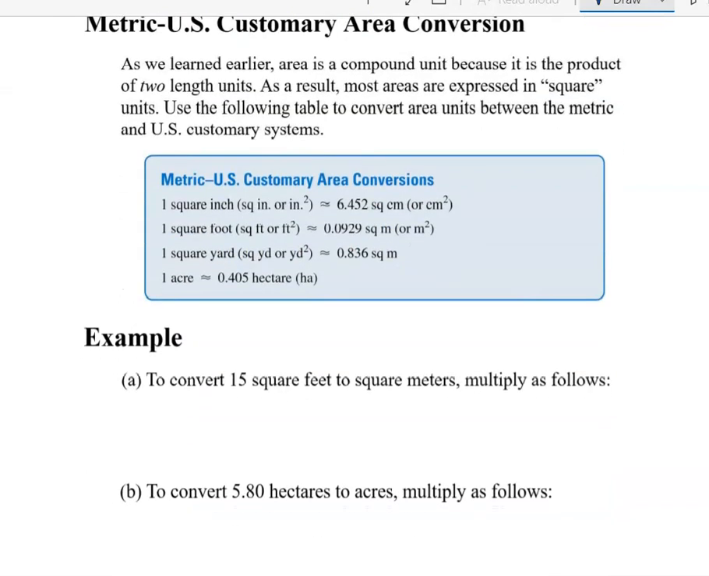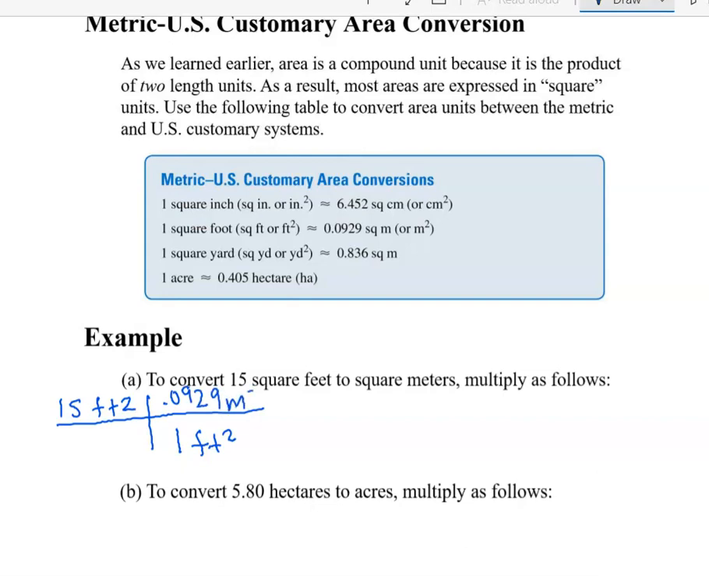When we talk about area, we're talking about a two-dimensional object that has length times width. So we want to convert 15 square feet to square meters. So I'm starting out with 15 feet squared. If you look up here, it says 1 square foot is 0.0929 square meters. So 1 foot squared is 0.0929 meters squared. Feet squared is going to cancel out. So we would have 15 times 0.0929.